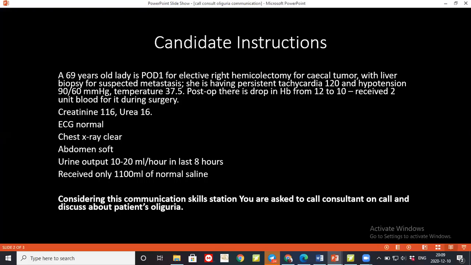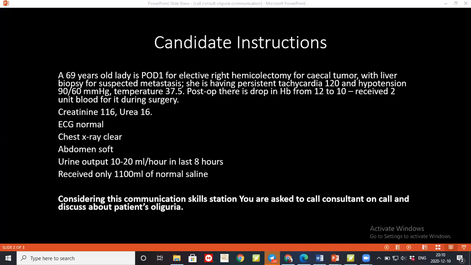Yes, ma'am. You said you will give the fluid challenge. Okay, so how much fluid will you give in this patient? I will start 250 to 500 ml of normal saline within 15 to 30 minutes. Okay, so if she does not respond, how many fluid challenges will you give before shifting her to the high dependency unit? 1,000.